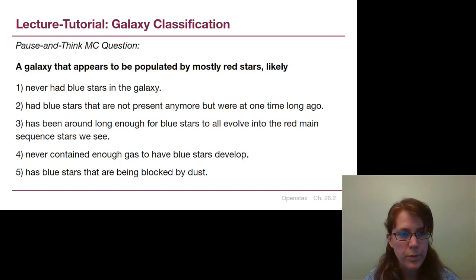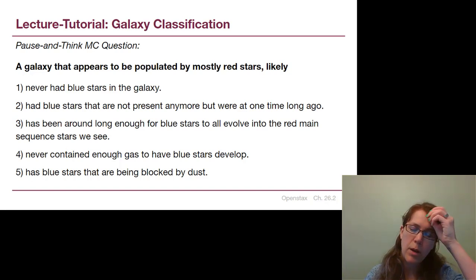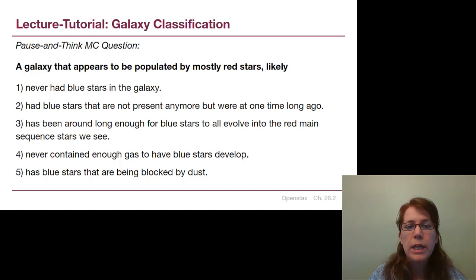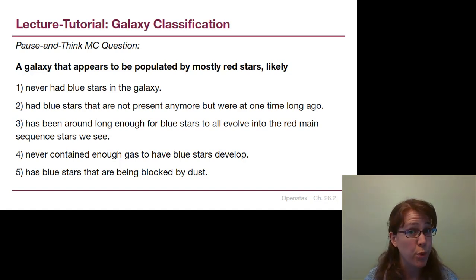Okay. Let's go through these top to bottom. For number 1, never having blue stars is not a possibility. Galaxies can never pick and choose what types of stars they make. They make all types of stars. Smaller stars are more common than bigger stars, but they can't just choose not to make those large, high mass, high temperature stars. Number 2, had blue stars that are not present anymore, but were a long time ago. That sounds pretty darn good, right? Why are those blue stars gone? Because high mass stars die first.